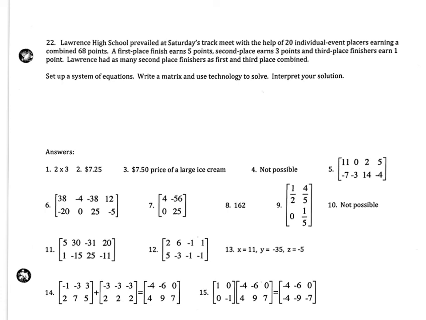So we have first, second, and third place. We have 3 variables. 3 variables requires 3 equations. So I've got first, second, and third. That's what I'm going to use, F, S, and T. And so it says we have a total of 20 individual event placers. So 20 people placed either first, second, or third. That's just counting them.